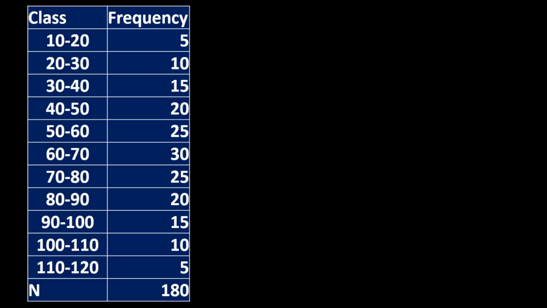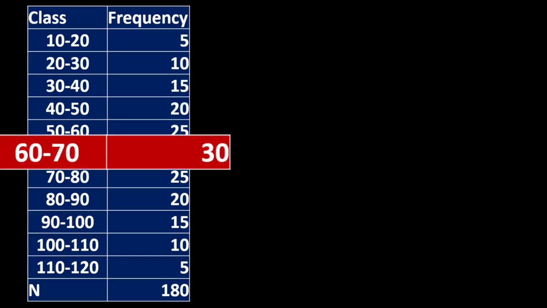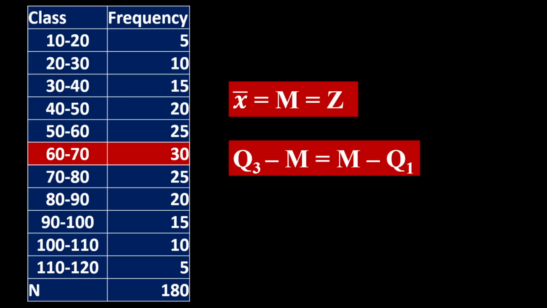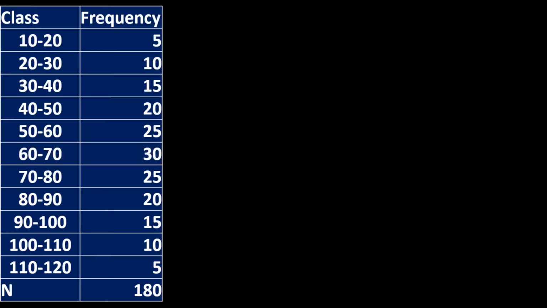In the last video we discussed symmetrical frequency distribution, in which we saw that all the measures of central tendency lie at the middlemost class of a symmetrical distribution, and the values of all three measures are equal. It means x bar equals M equals Z, where x bar is mean, M is median, and Z is mode. Moreover, in such a distribution, Q3 minus M equals M minus Q1, where Q3 is the third quartile and Q1 is the first quartile.